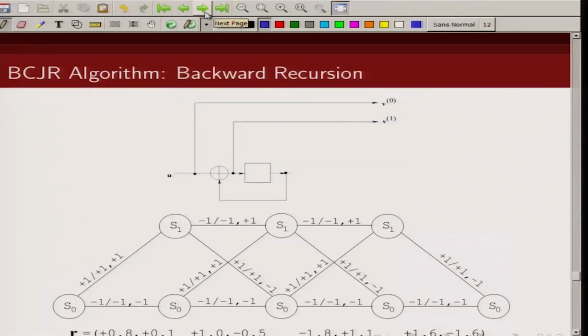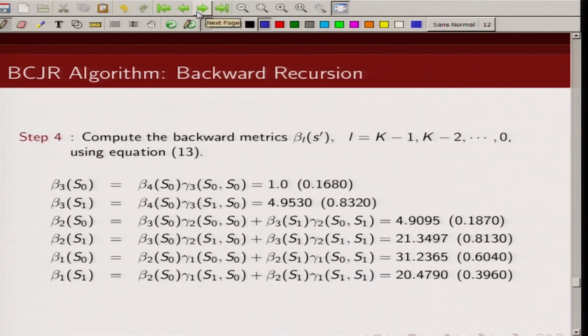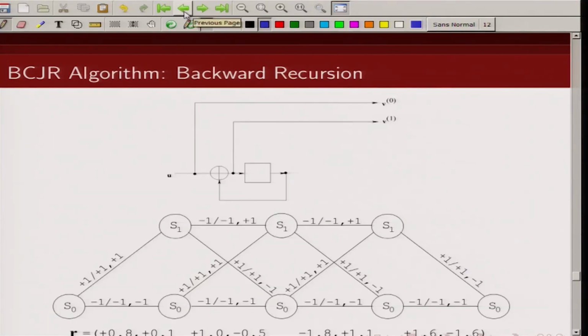Once we have computed alphas, we can follow the same procedure to compute beta. The beta computation is given here. Again, as an example, we can take one particular case. Let us just consider beta 1 at state S1. We are interested in computing beta 1 at state S1. Now, what are the transitions that are ending in state S1? One of them is this, the other one is this.